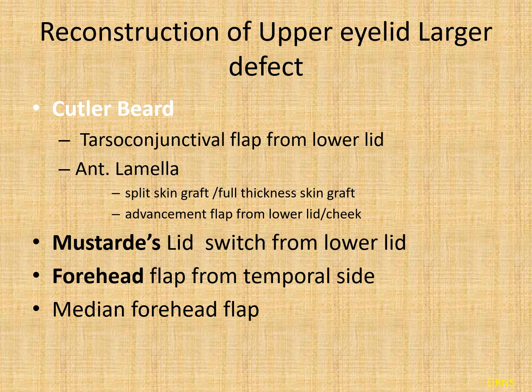Reconstruction of upper eyelid larger defect, Cutler-Beard method, in which a tarsoconjunctival flap from the lower eyelid is transferred. The anterior lamella is covered with split skin graft or full thickness skin graft, or advancement flap from the lower eyelid. Mustardé lid switch from lower eyelid can be used. Forehead flap from the temporal side or median forehead flap can be used.